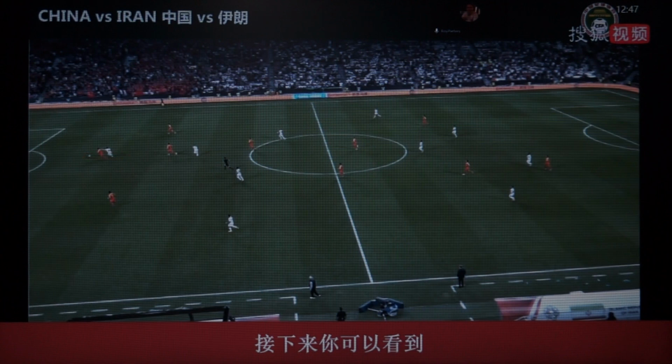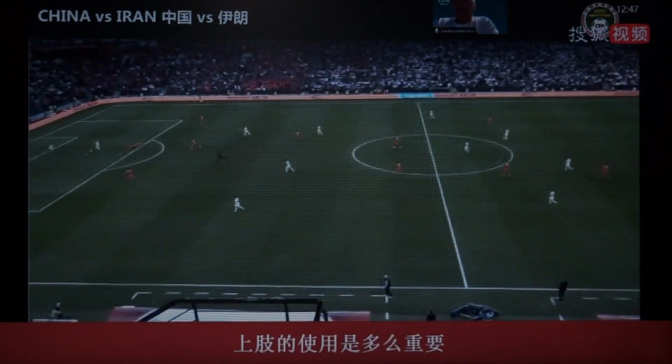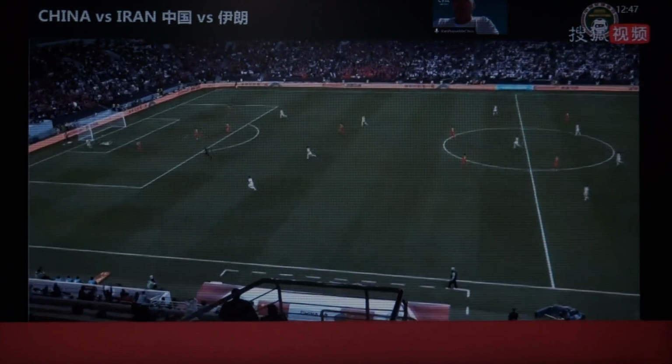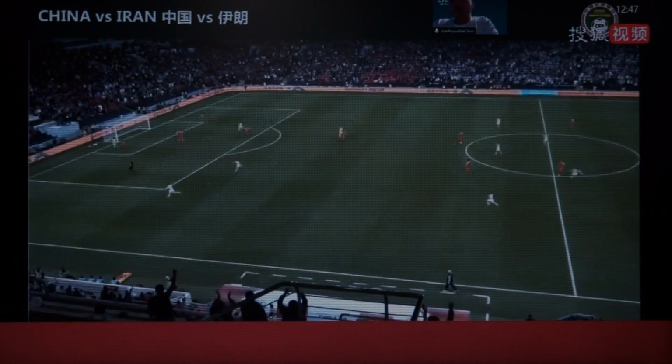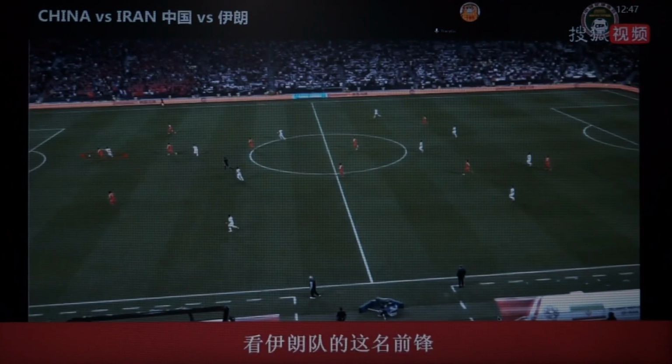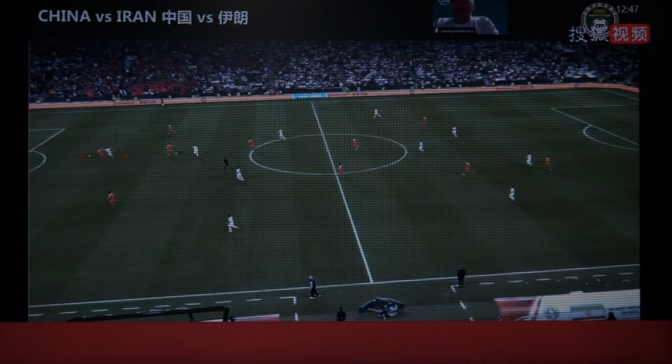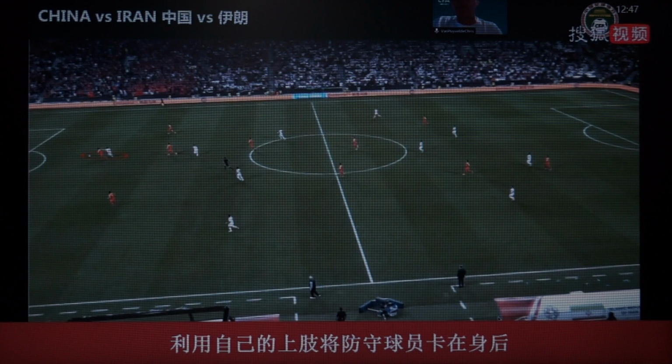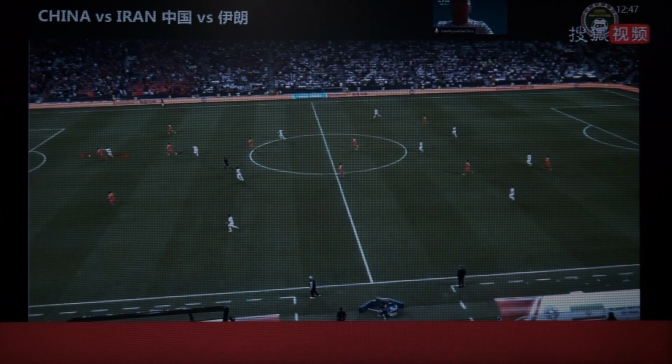And here you see how important it is to use your arms. Look at the striker of Iran. He showed his opponent, "Take care, I'm there." So he's frightening his opponent just by using this hand, as he has been taught before.